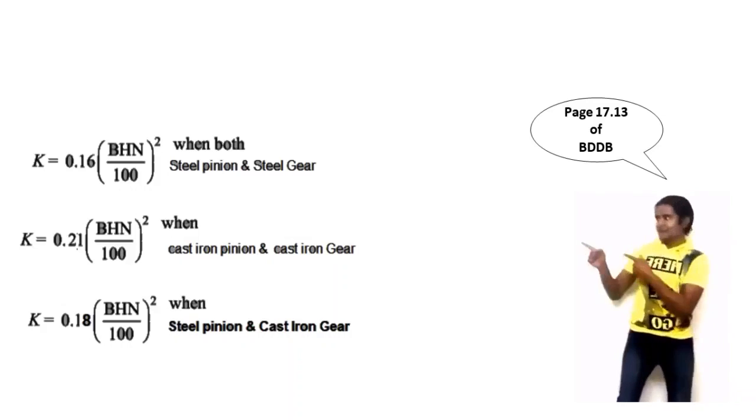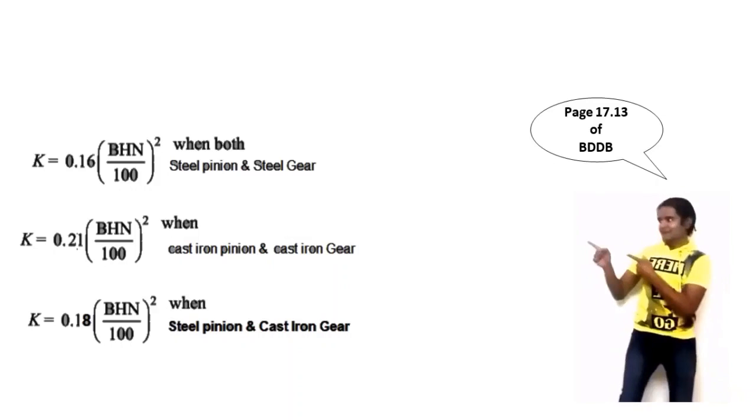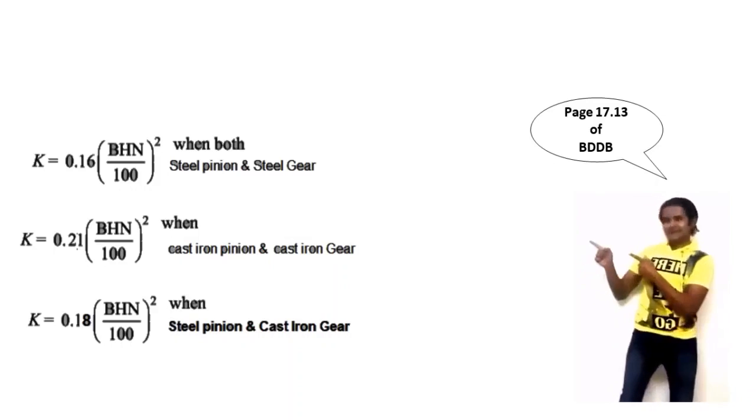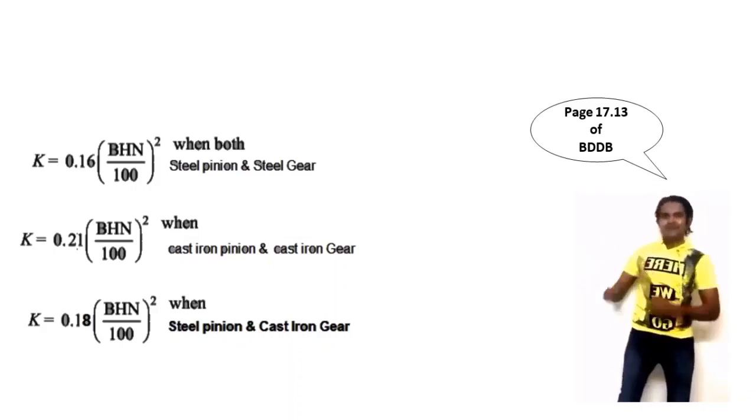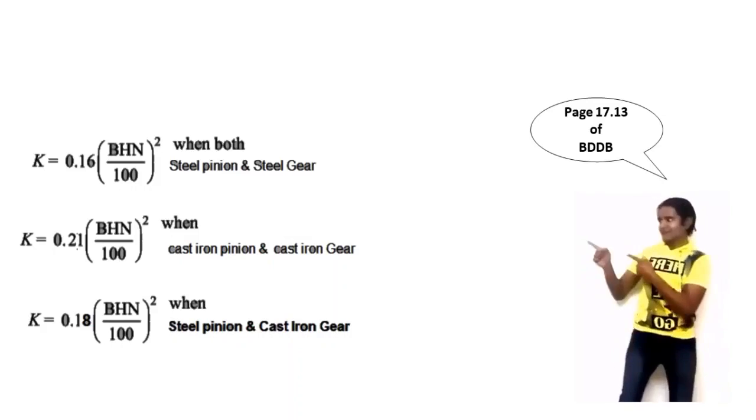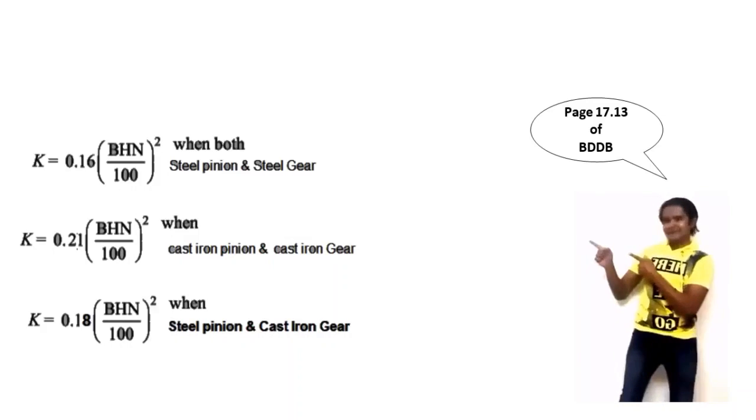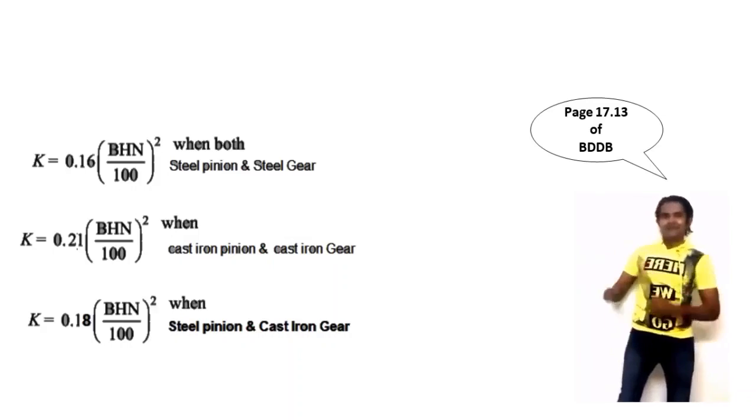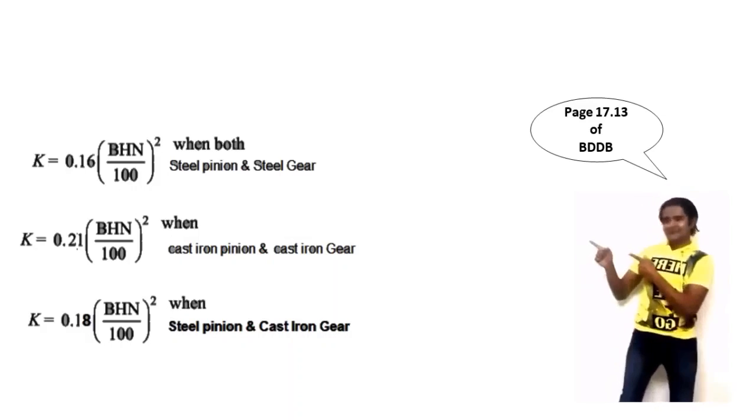If in your numerical it is a cast iron pinion and cast iron gear, then you should use the formula K is equal to 0.21 BHN upon 100 square. And if it is a steel pinion and cast iron gear, then you have to use the formula 0.18 BHN upon 100 square. So you have to see the formula for the load stress factor K on the basis of the material. And if two BHN values are given, then remember you have to always use the largest BHN value for calculation. This formula you can find on page number 17.13 of the Bhandari design data book.